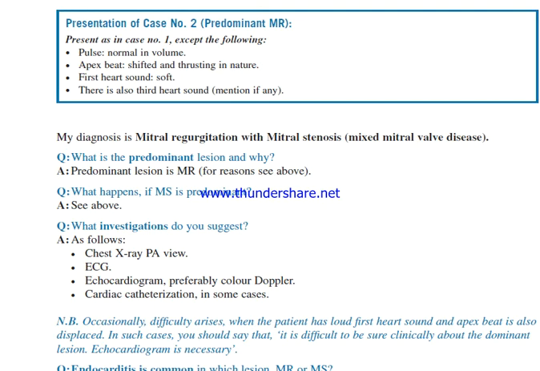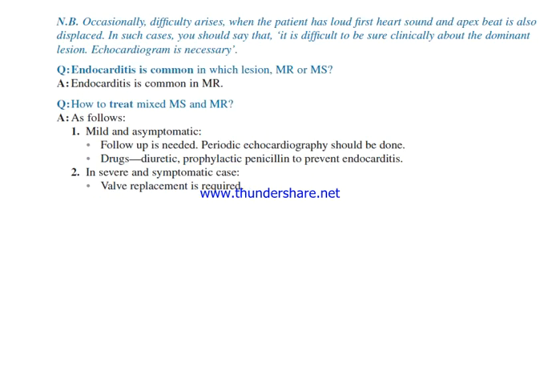What investigations do you suggest? I will suggest chest X-ray PA view, ECG, echocardiogram, preferably color Doppler, cardiac catheterization in some cases. Now, occasionally difficulty arises when the patient has loud first heart sound and apex beat is also displaced. In such cases, you should say that it is difficult to be sure clinically about the dominant lesion. Echocardiography is necessary. Now, endocarditis is common in which lesion, MR or MS? Endocarditis is common in mitral regurgitation.